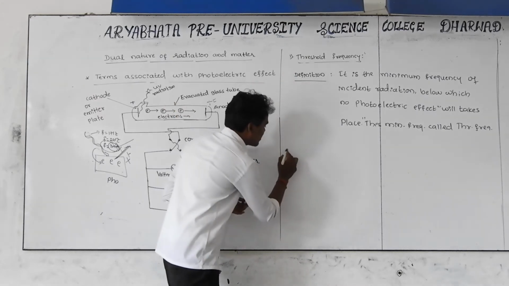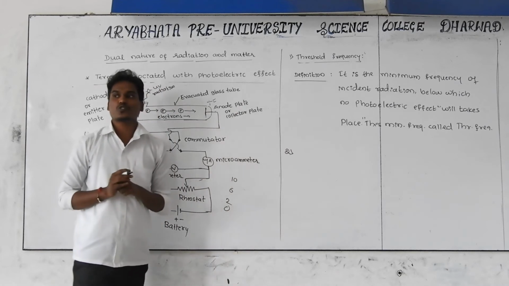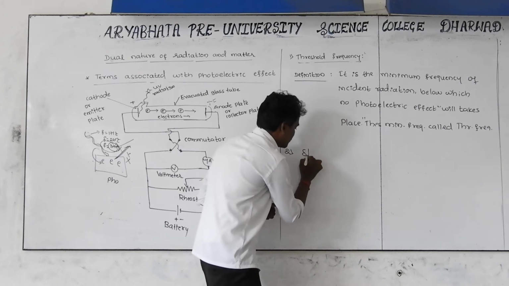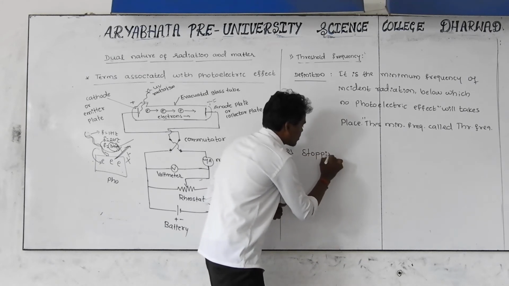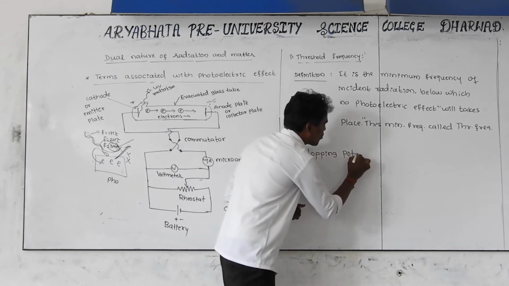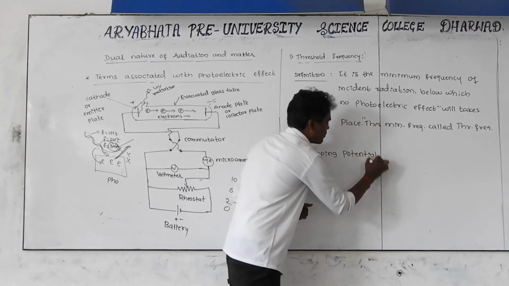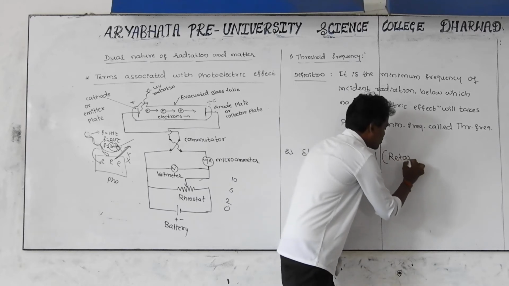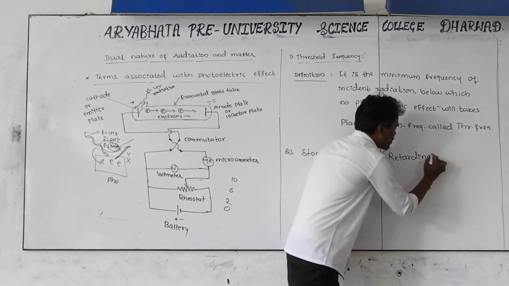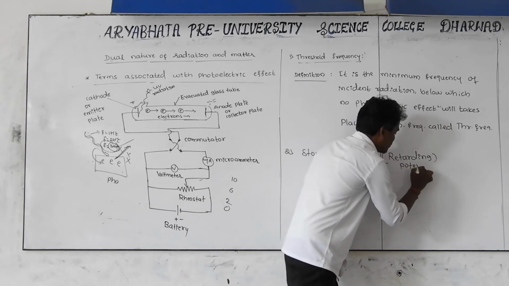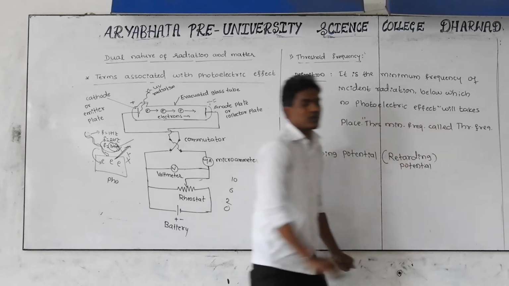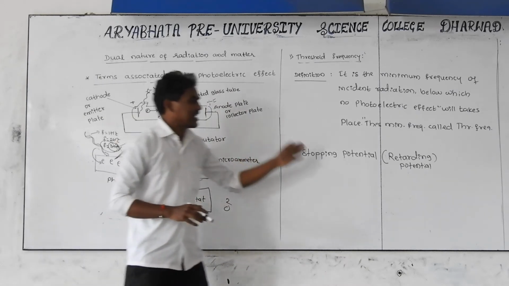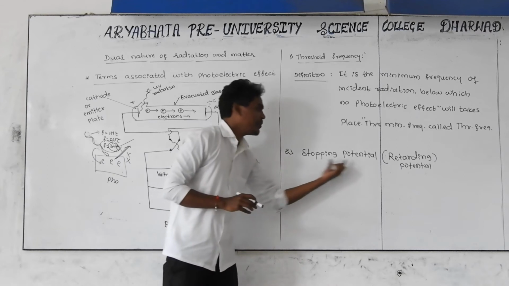And next, what is the second important term associated with the photoelectric effect? That is stopping potential. The second term associated with the photoelectric effect is called stopping potential, also called retarding potential, or also called a negative potential. Here, the title itself indicates stopping potential.